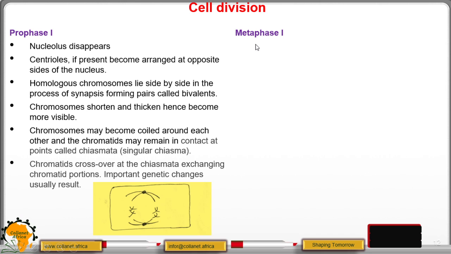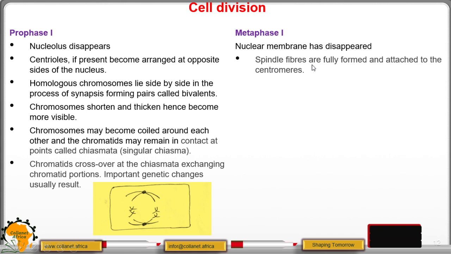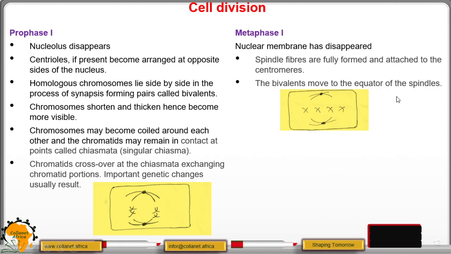We have the third stage or phase called metaphase 1, and during this stage the nuclear membrane has disappeared. The spindle fibers are fully formed and attached to the centromeres. The bivalents move to the equator of the spindle fibers, the center.